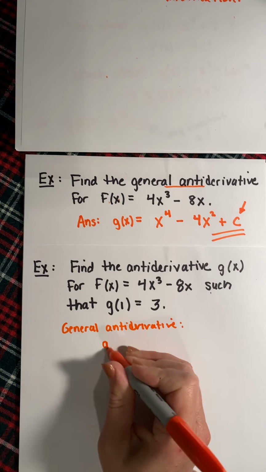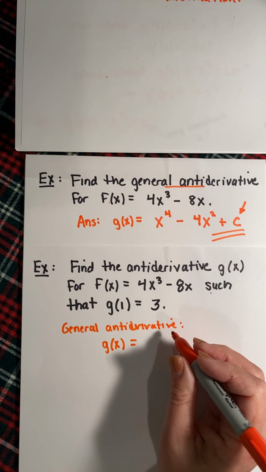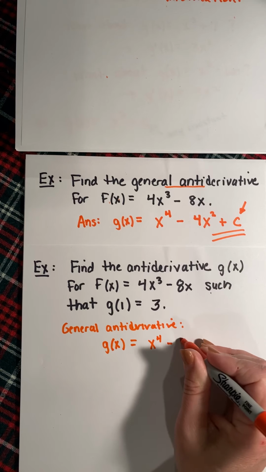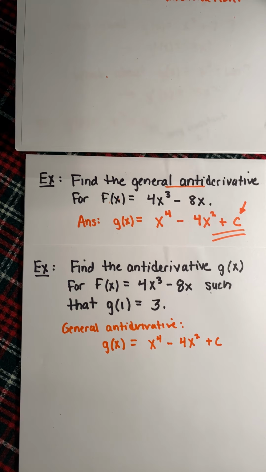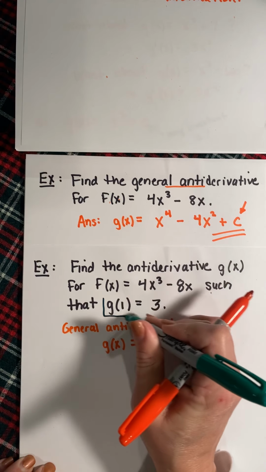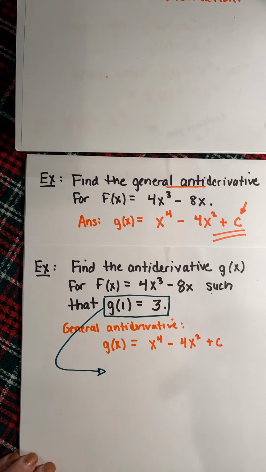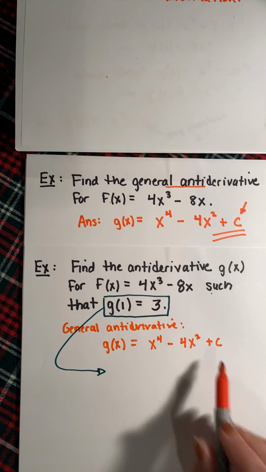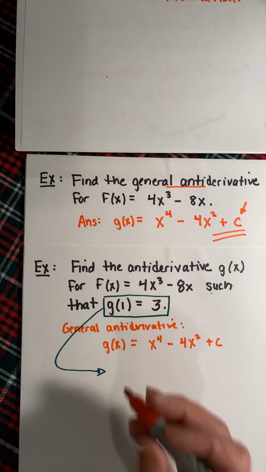So the general antiderivative, the family of functions whose derivative is 4x cubed minus 8x, is x to the 4th minus 4x squared plus c. So this is the additional piece of information that we need to find the particular antiderivative. What that's going to do is tell us the value of c that this problem is looking for. This tells me when I stick 1 into the general antiderivative, the output should be 3.